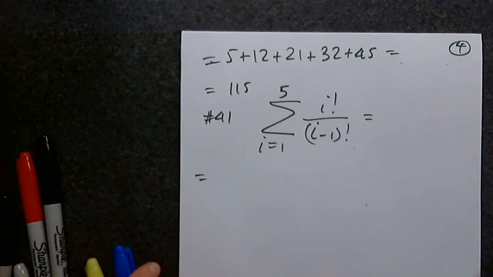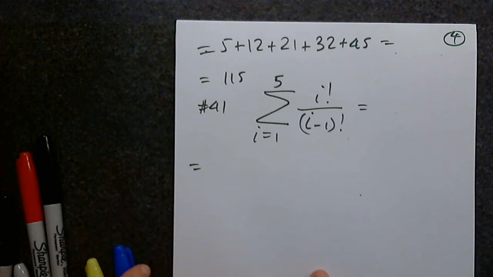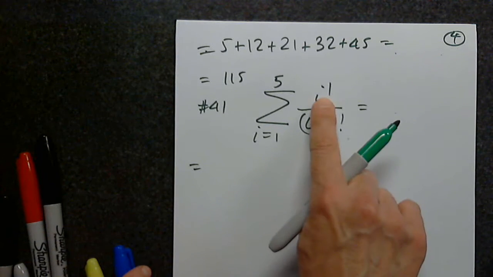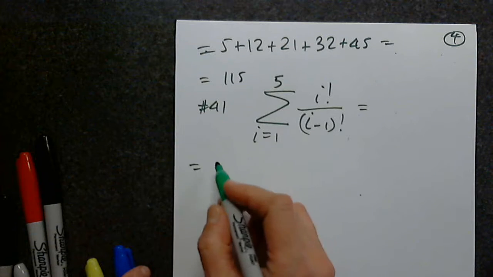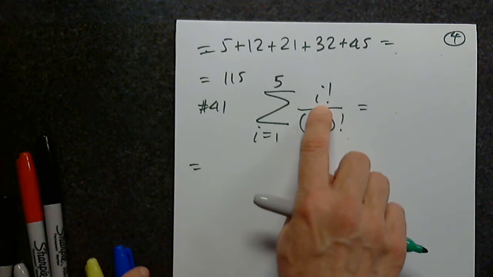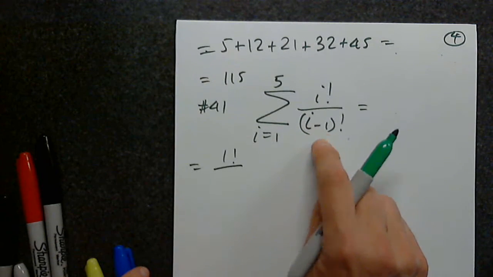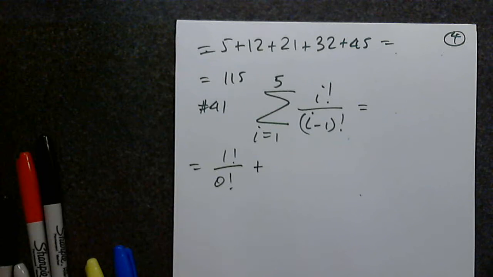Can we do this really slow? Yes. Break it all the way down. When you write this out, I want you to take your time. I have to plug in 1. That's fair. So it's 1 factorial. 1 minus 1 is 0. 0 factorial. And I'm done with i equals 1.